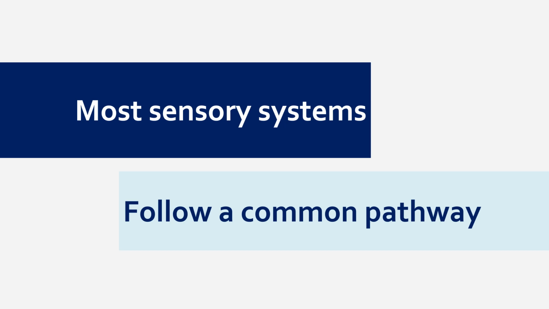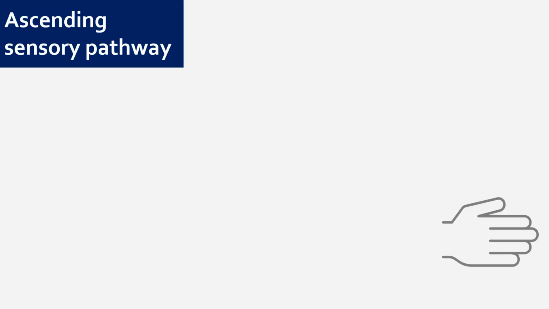Most of these sensory systems, although they process very specific and different types of sensory information, follow a common pathway. So we're going to talk about what that pathway is in general terms. For our example, we're going to use touch or possibly pain, starting out at one of our hands. So there's a sensory stimulus. Let's say it's a painful stimulus.